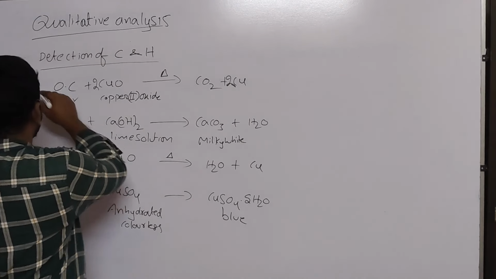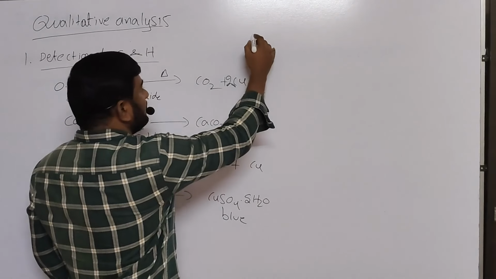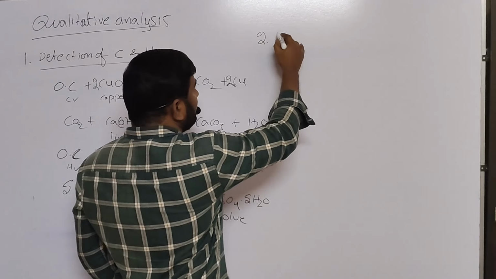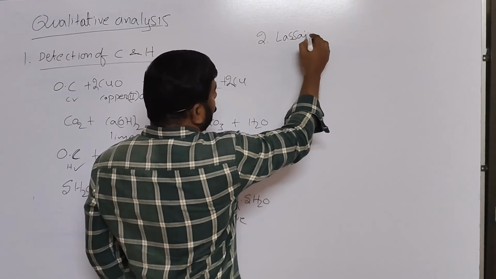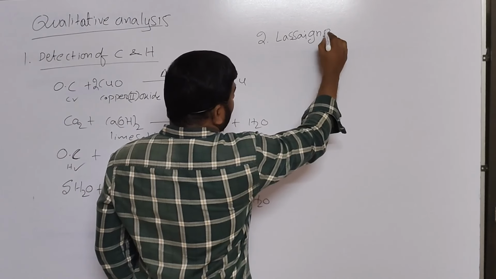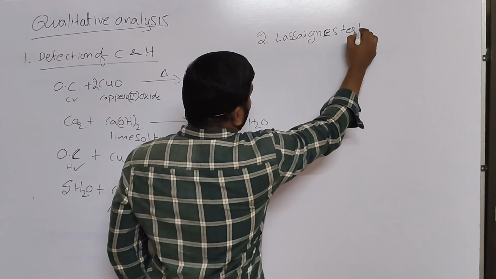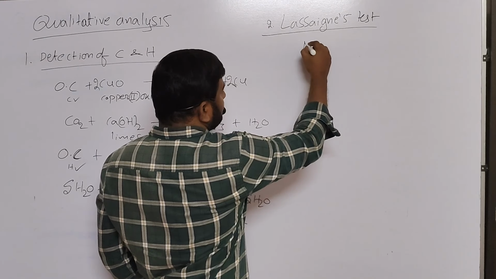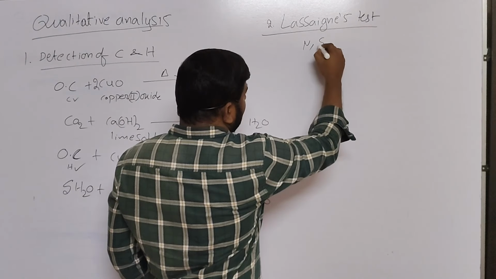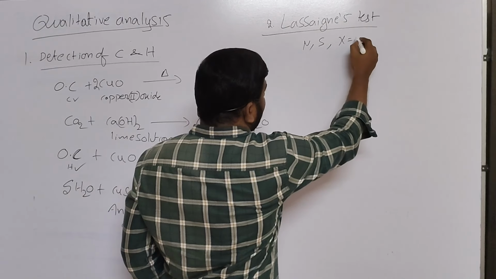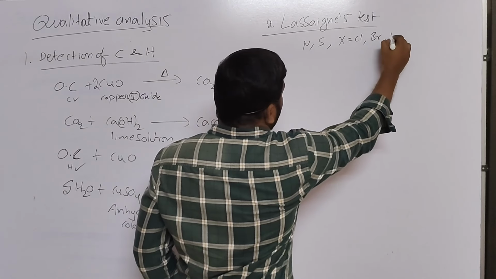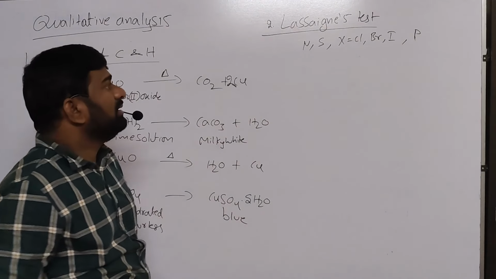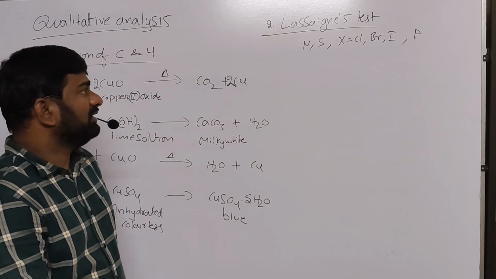Okay, this is the first one. Next we are going to discuss the remaining elements. How can we identify the remaining elements? They are identified by the Lassaigne test. In this test, we can identify elements like nitrogen, sulfur, halogens, meaning Cl, Br, I, and phosphorus. These elements can be detected by the Lassaigne test.